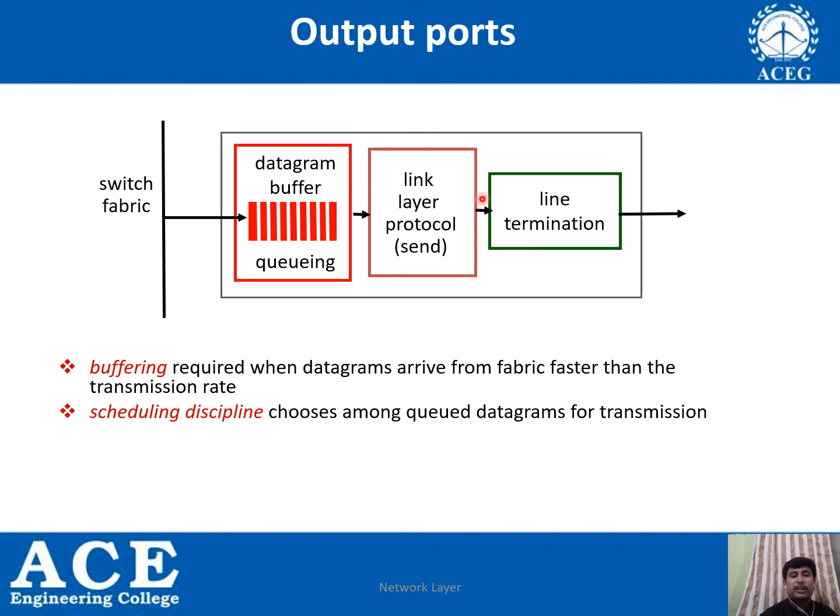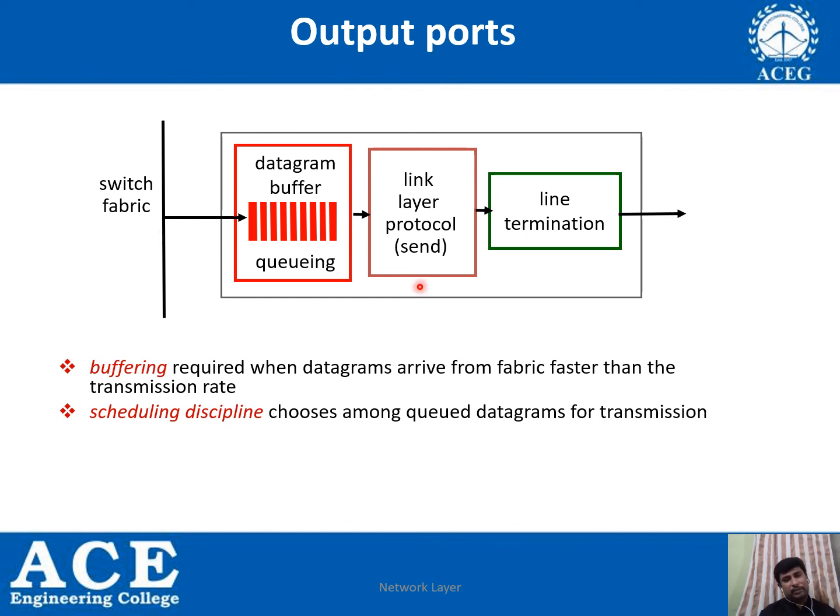So what I do is I'll try to keep the remaining ones in the buffer and I'll transmit one packet at a time, and once it is done the next will be transmitted. So here we will have a datagram buffer which will be helpful for queuing if the line transmission rate is lesser than the switch fabric switching rate.